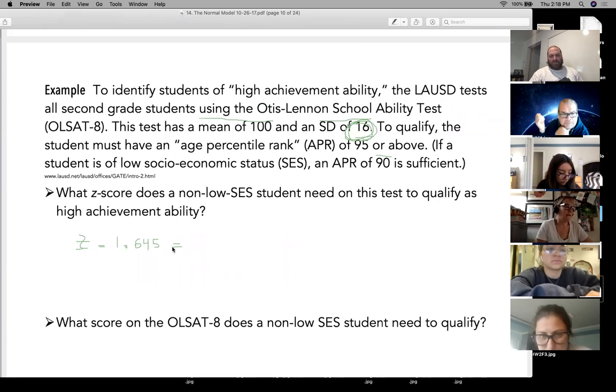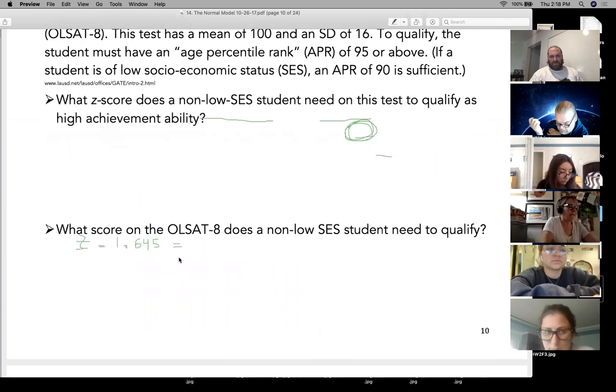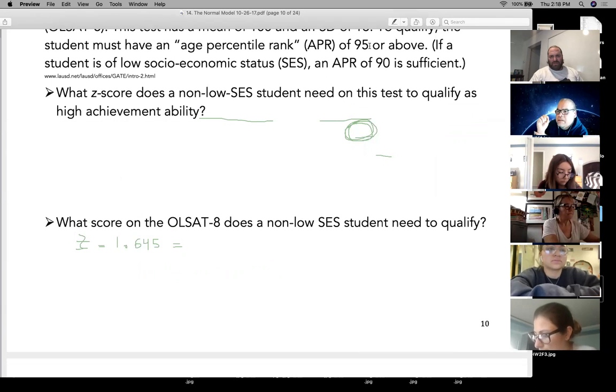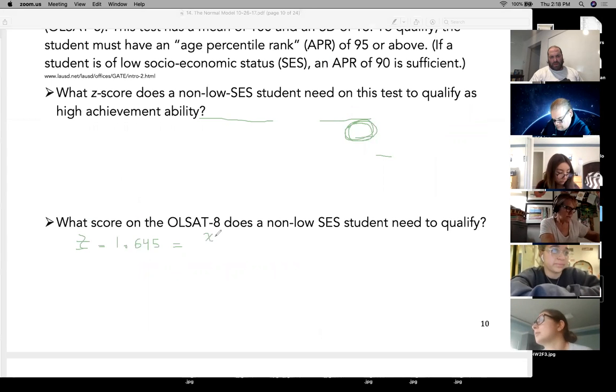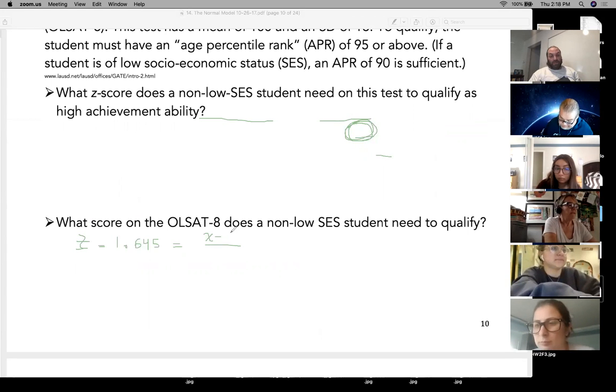So what's the formula for Z-scores? The formula for Z-scores is X minus the mean, X bar, over the standard deviation. And what is the mean in this example? 100. And what is the standard deviation in this example? So it's 99 over 16.